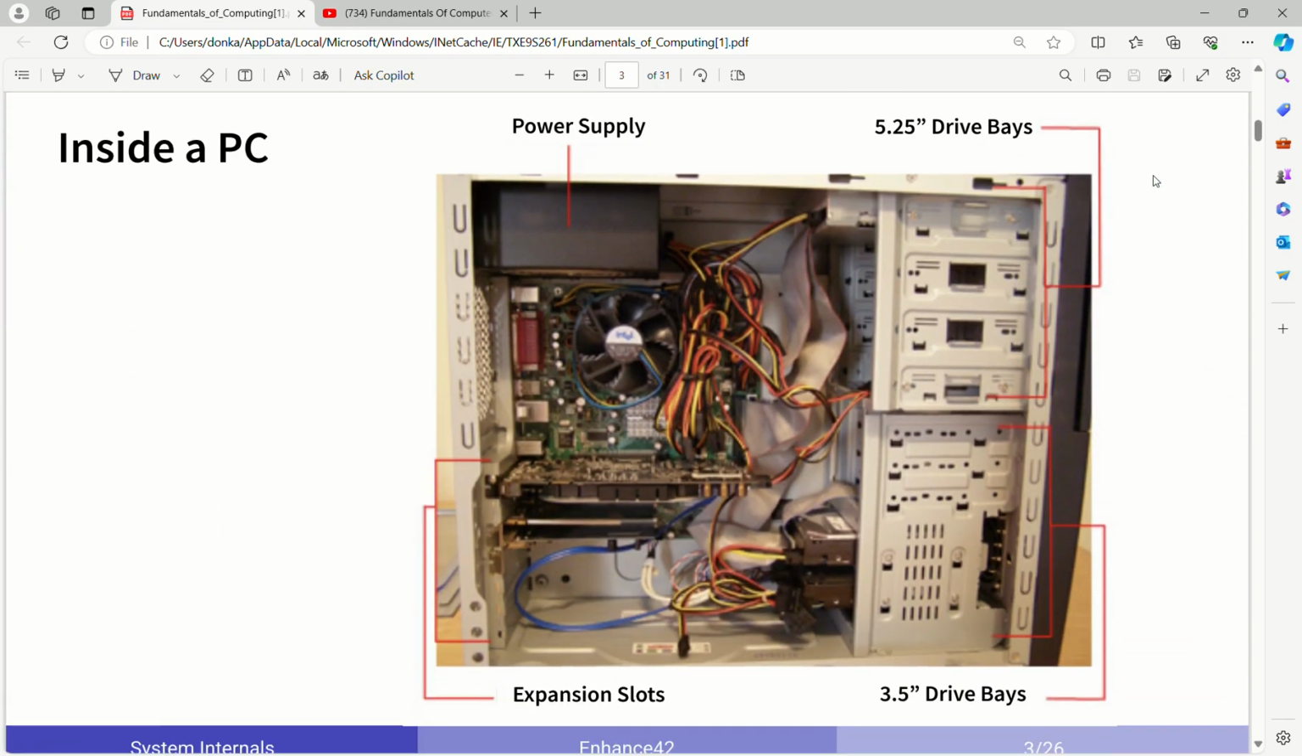This is the internal parts of the CPU. There are various parts in this CPU: power supply, drive bay, and expansion slots. What is meant by power supply? It supplies power to the components of the computer. And the expansion slots are where additional hardware components can be inserted to expand the capabilities of the system.